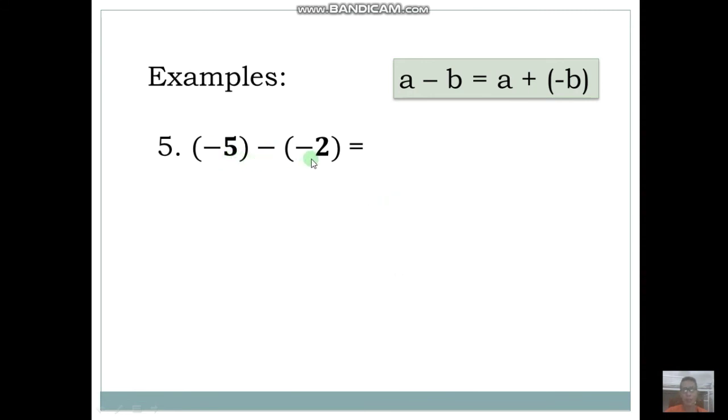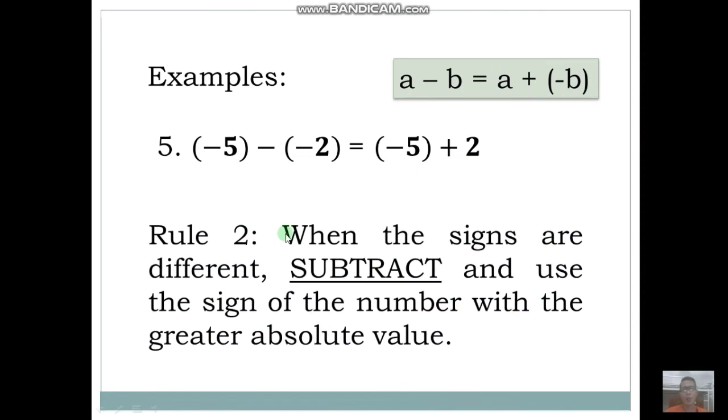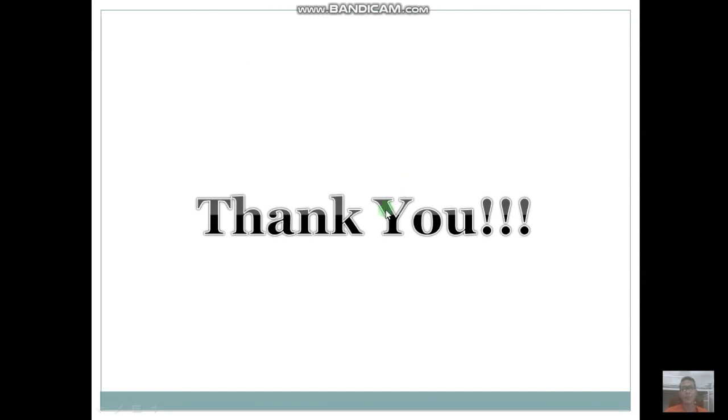Then, example number 5, negative 5 minus negative 2. Okay, follow the same pattern. Okay, keep the first integer, change the operation from subtraction to addition, then change the sign of your subtrahend from negative 2, magiging positive 2. Then, in this case, magkaiba yung sign, so we will apply rule number 2 of addition of integers. We will do the subtraction. Okay? In this case, negative po yung answer natin, negative 3, kasi yung negative having a greater absolute value.